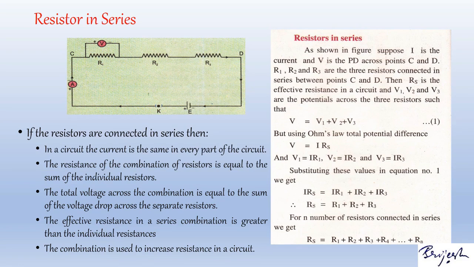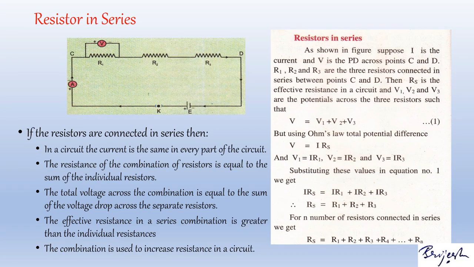So by Ohm's law, V equals V1 plus V2 plus V3. Substituting by Ohm's law, we get V equal to I Rs, where we write s for series, so Rs for series. Therefore, the equation can be written as I Rs equals I R1 plus I R2 plus I R3. Since current is constant throughout, we get Rs equals R1 plus R2 plus R3.